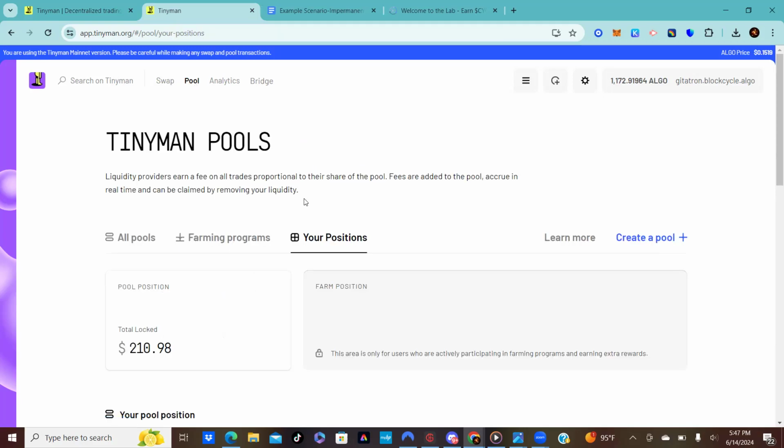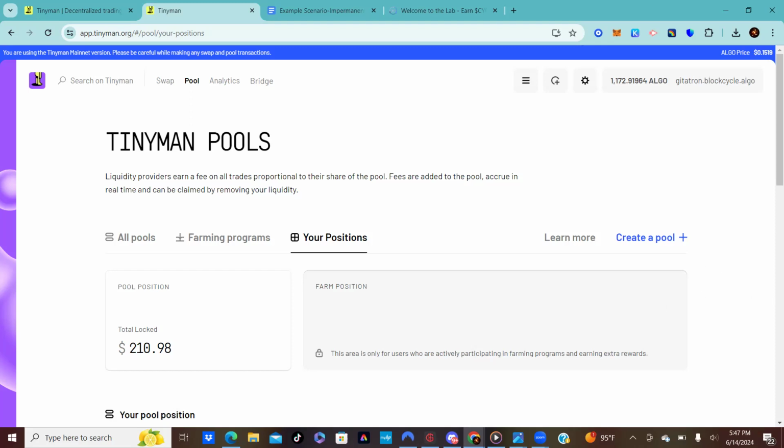So liquidity staking. Liquidity staking involves providing tokens to a liquidity pool, which helps facilitate trades on decentralized exchanges like tinyman.org, SushiSwap, PancakeSwap. By providing liquidity, you earn rewards in the form of transaction fees and sometimes additional tokens. Now, one-sided staking means you provide only one type of asset to the pool. For example, only Cycle tokens or only Algorand tokens. And while this can be easier for users with a single asset, it does have some disadvantages.